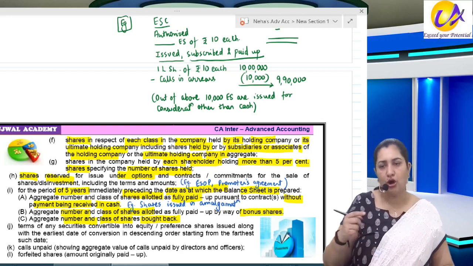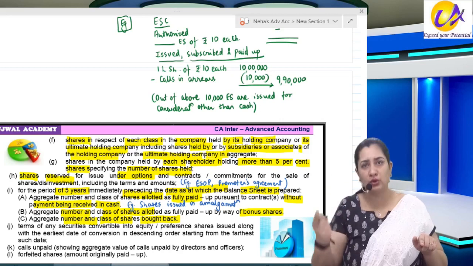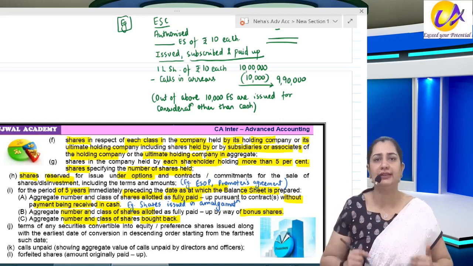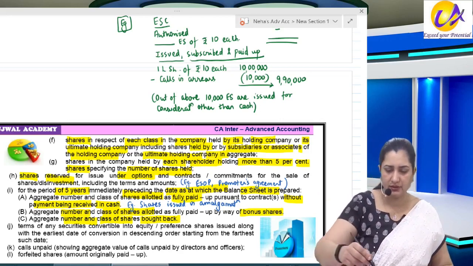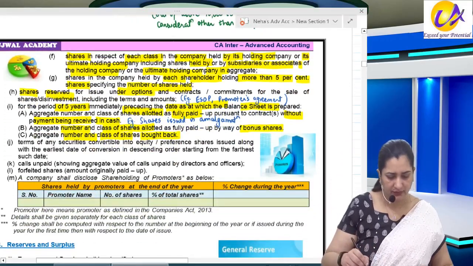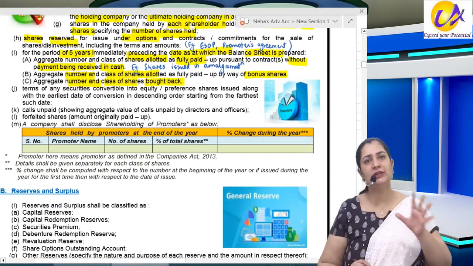Or you have given shares as bonus, so you have to write that also. So many shares are issued as bonus, because we have not received cash, so we have to give the details. We have to give this in our equity share capital note. Going further, this we have to give for 5 years.